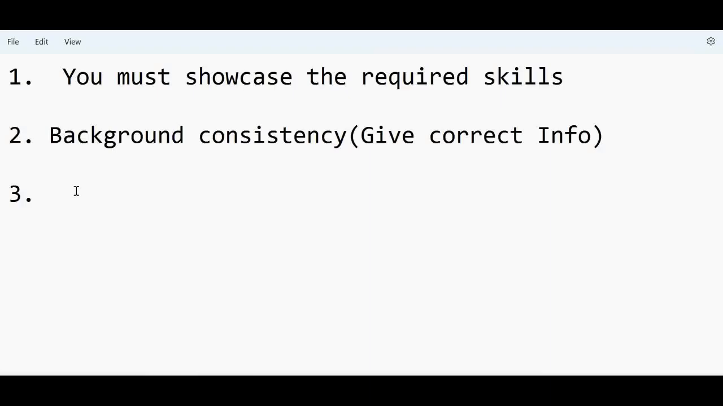Third thing, which is the most important, this is the thing which all recruiters will see and try and see in your profile, is peaks in the profile. So peaks, all recruiters look for peaks in the profile.